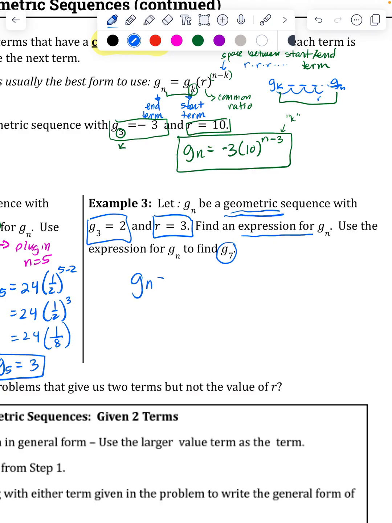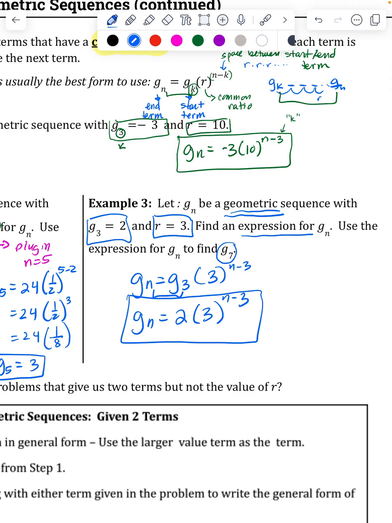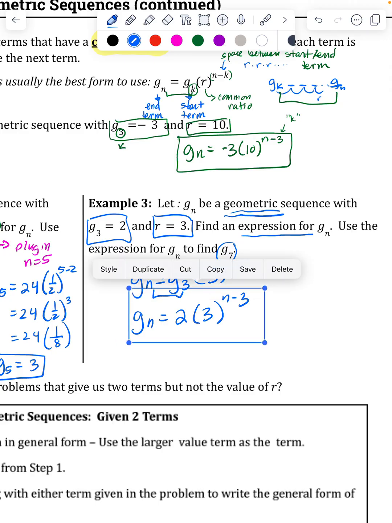My general formula, I'm going to start with what they gave me, which was G sub 3. I'm going to start with the ratio they gave me, and the difference between these two is going to be n minus 3. But they gave me a starting value of 2. So I'm starting at 2, a ratio of 3 to the n minus 3 power, because I don't know the space between n and 3 because I don't know what n is.